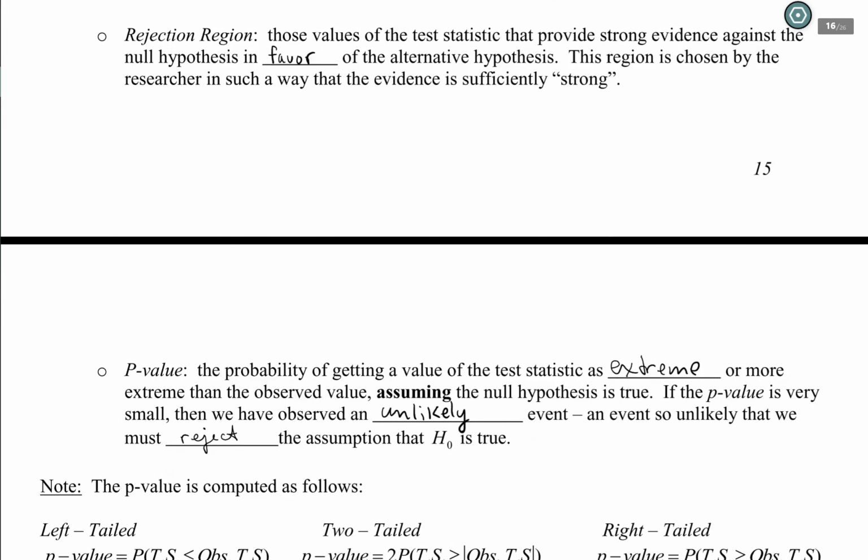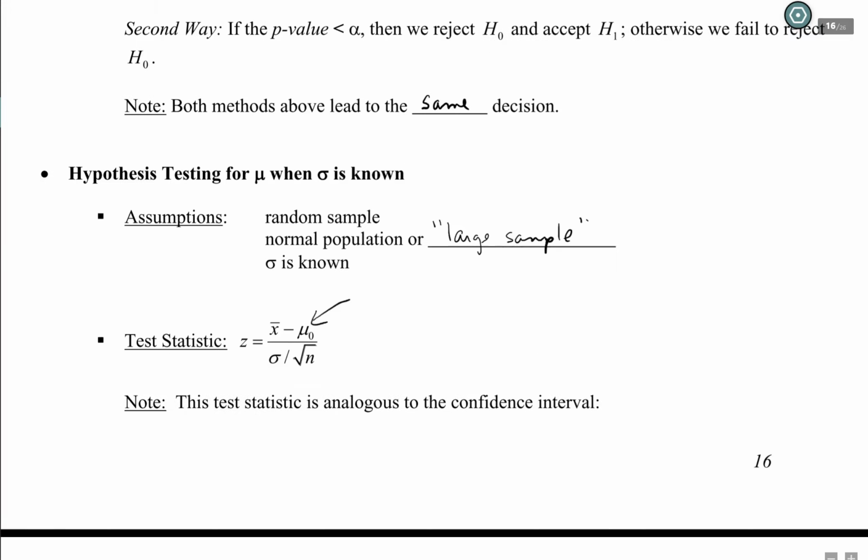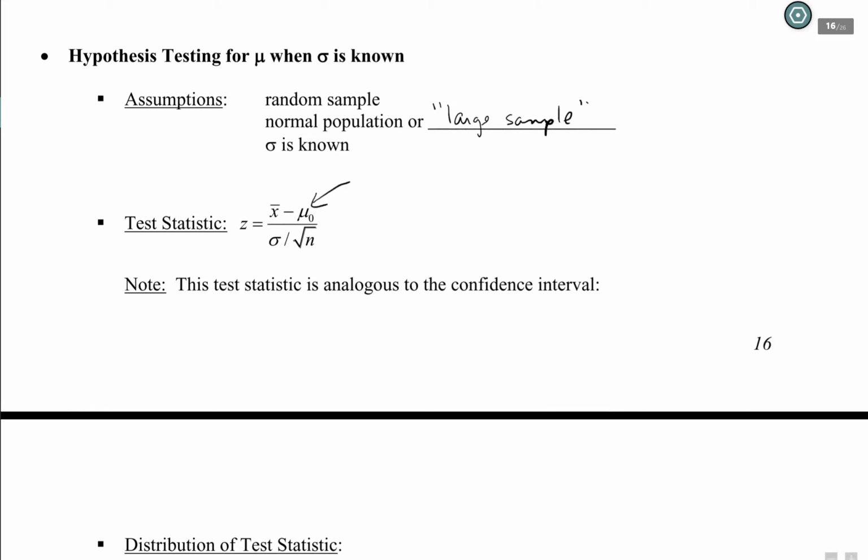When I look at the general form for our statistic, a test statistic is a relevant statistic minus the hypothesized value divided by the standard error. Okay, well, those three things are popping up in this formula here. My statistic is x bar. My standard error of x bar is sigma over root n, and we've seen that from earlier sections. And mu naught is the null hypothesized value of mu.